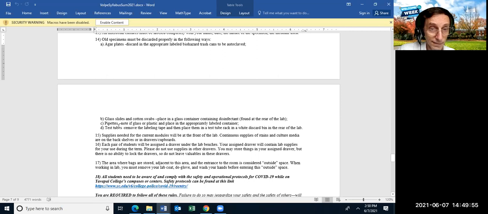Pipettes, if it's glass, we put it in the container labeled pipettes. Generally, my students don't work with pipettes, and if they do, they work with a plastic pipette. The plastic pipette can go in the autoclave bag. Test tubes, remove the labeling tape, like if you put a name and a culture on the tape, remove the tape and then put the tube in the test tube rack in the back of the lab. Supplies are found in the front of the lab.